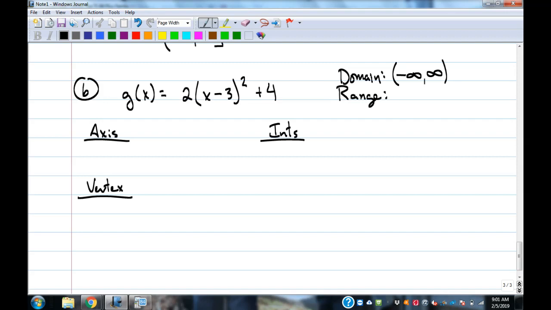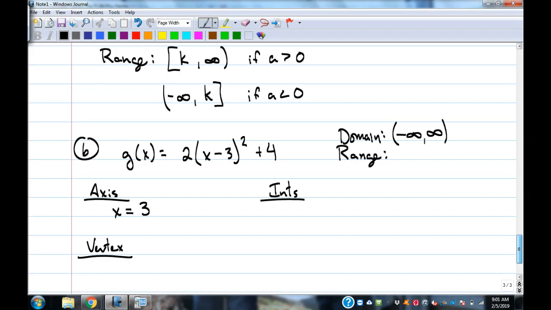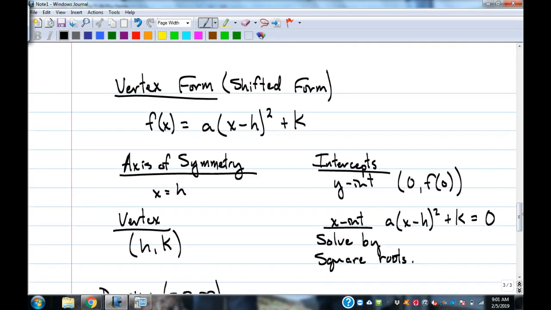All right. So axis of symmetry. This should be fairly quick. X equals not negative 3, positive 3. It's always going to be the opposite of whatever sign is in there. So if it's a minus 3 in here, it's going to be a positive 3 out there. If it were a plus 3 on the inside, it's the opposite. Goes back to that original form, has the minus sign in there.